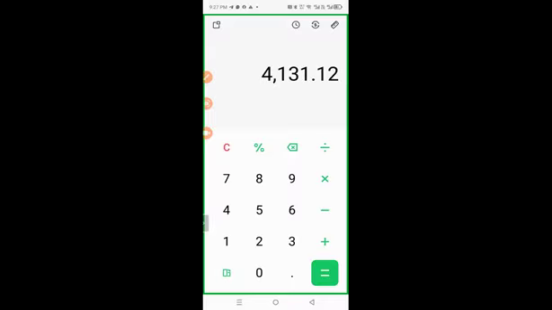Okay, that's about 4,131 multiplied by 0.7. This should be my own net profit. Now let's say my net profit for the next 3 months, so let's divide it by 3 months. That is to say, an average of $963 in a month.